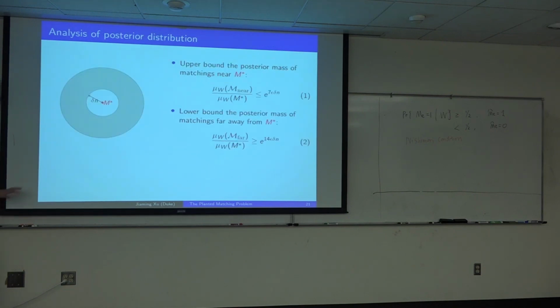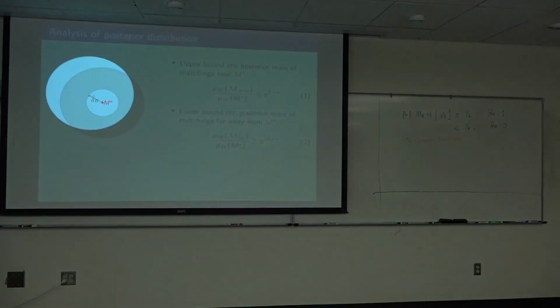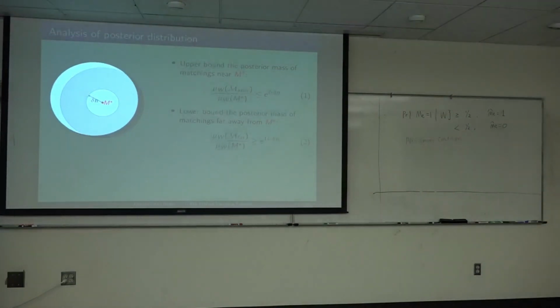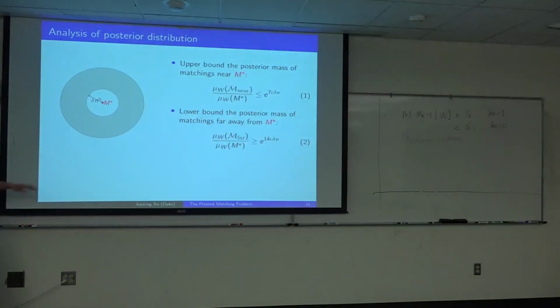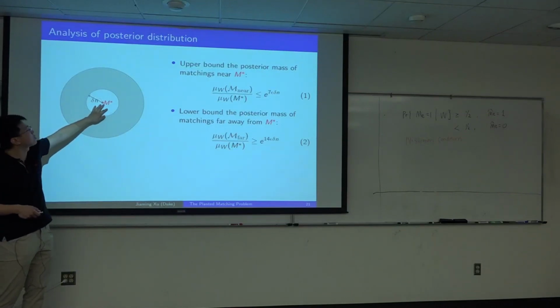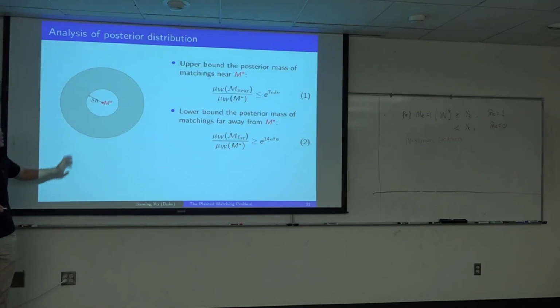Okay, so now because of this, our task just reduces to analyzing the posterior sampling. So now how to understand this posterior sampling? Again, we can use this kind of visualization to help us understand what's going on. You can see that I put m star at the center again, and then I draw a ball of distance delta n. So you can think about the matchings that are close to m star, and then the gray area are those matchings that are far away from m star.